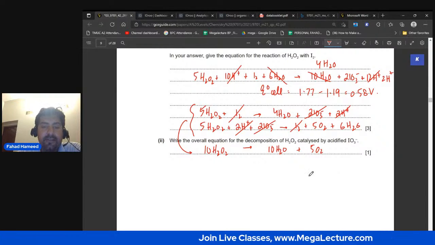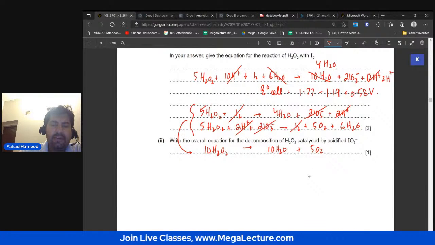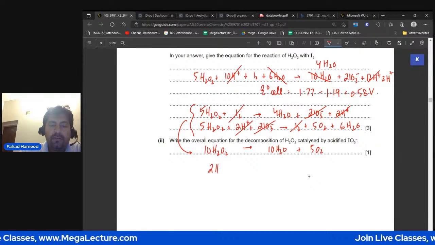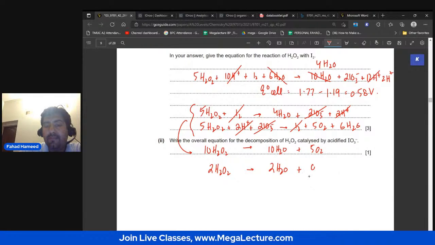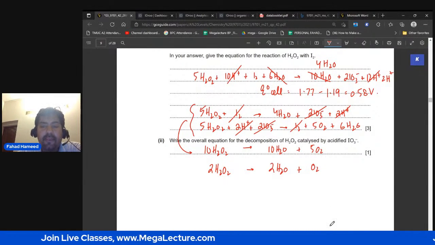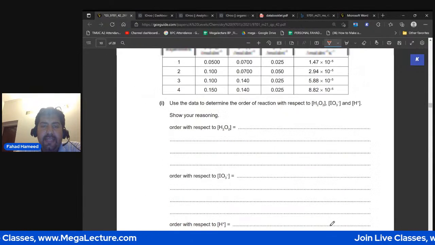The two reactions that I had, I just added them up. I got this equation, which can be further simplified. You don't need 10 H2O2s. It's just going to be 2 H2O2s, and it would form 2 H2Os and O2. Remember, equations had better be in the simplest form. So that's it.